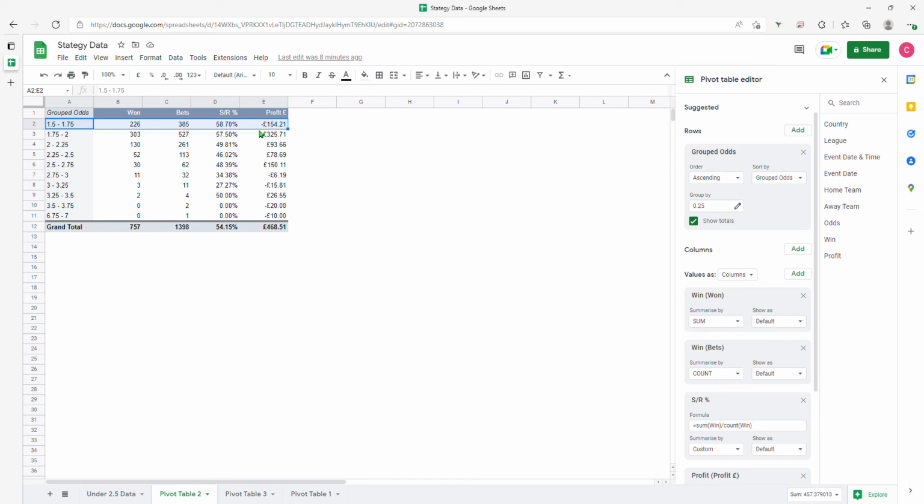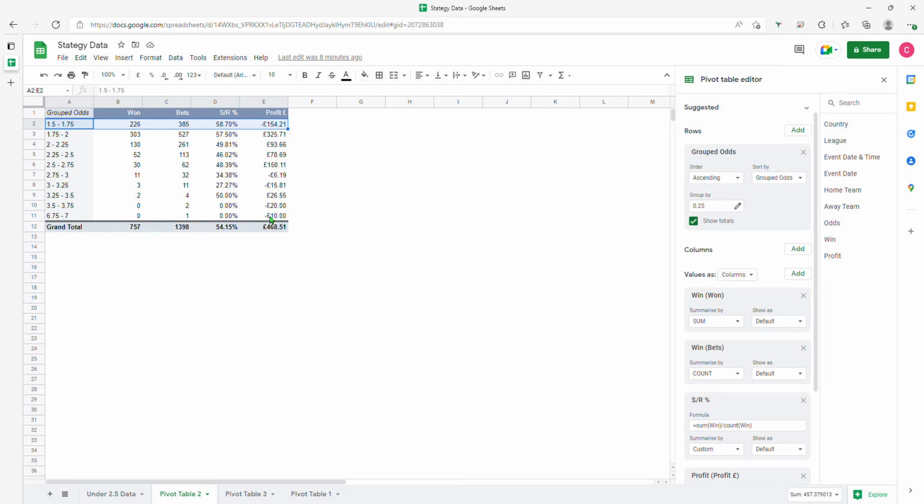I know it's only one category, but I would immediately think to myself, well, hang on a sec, why don't we not bet on matches that have a price of 1.5 to 1.75, because we're just losing money on them. We're winning half, but we've lost £154.